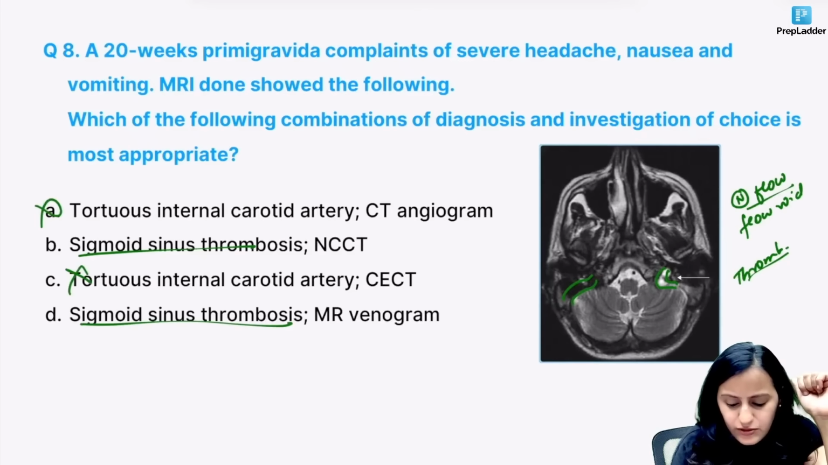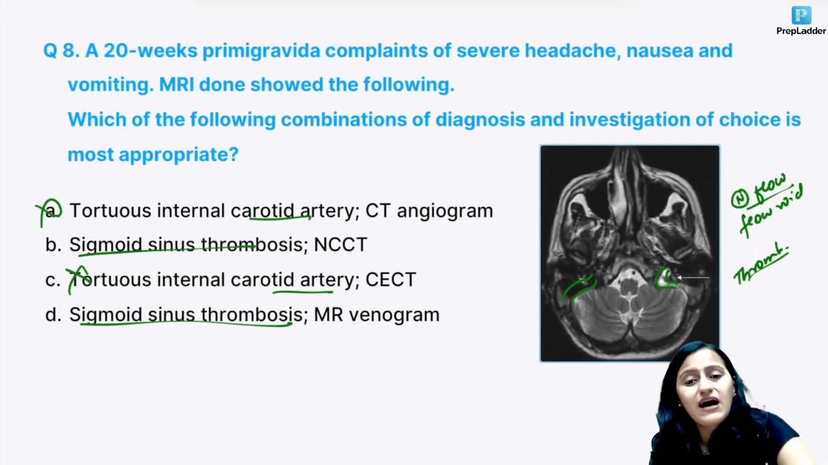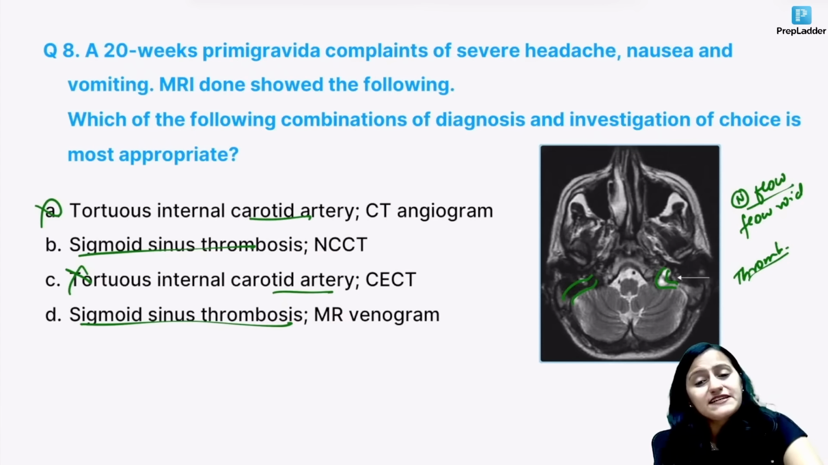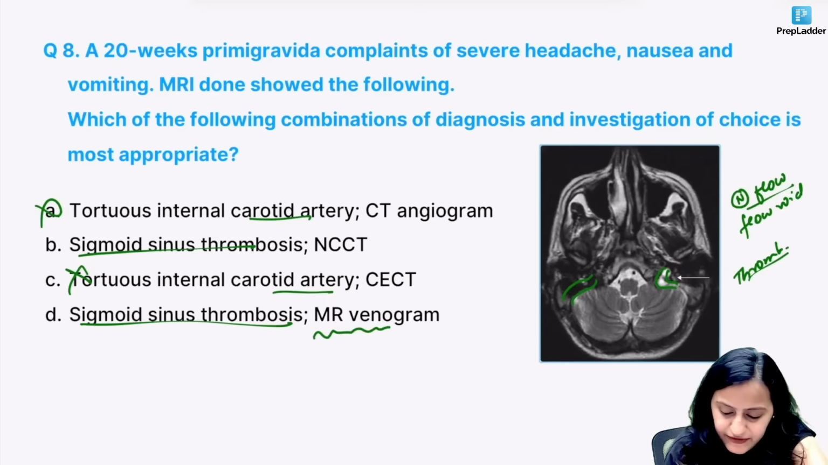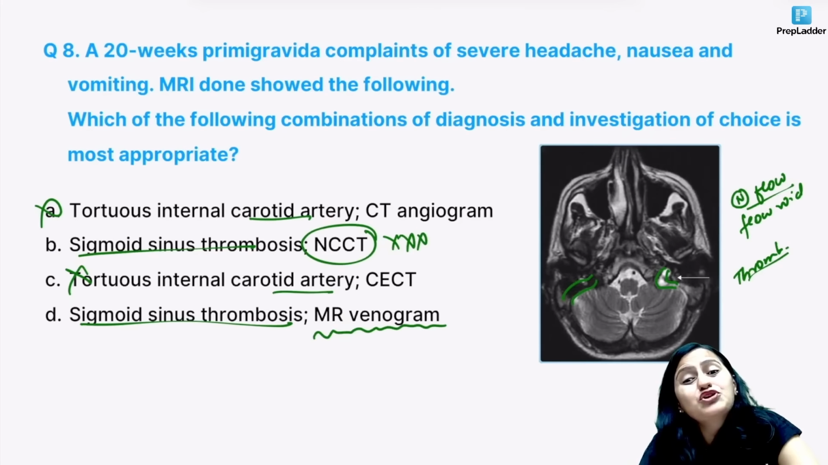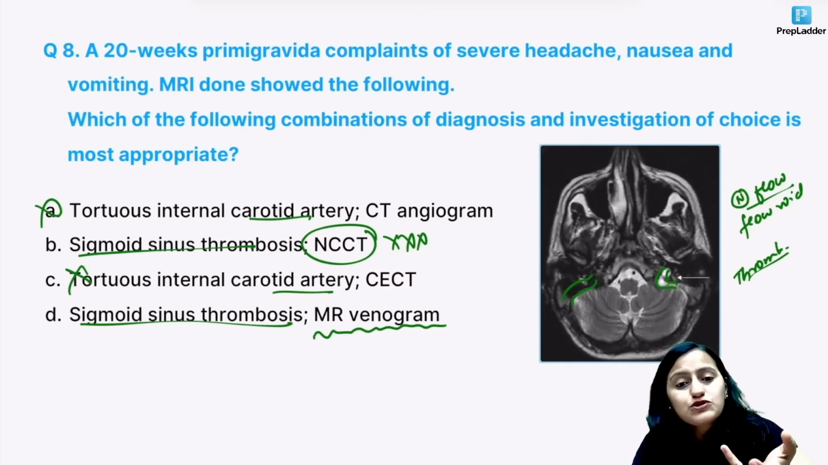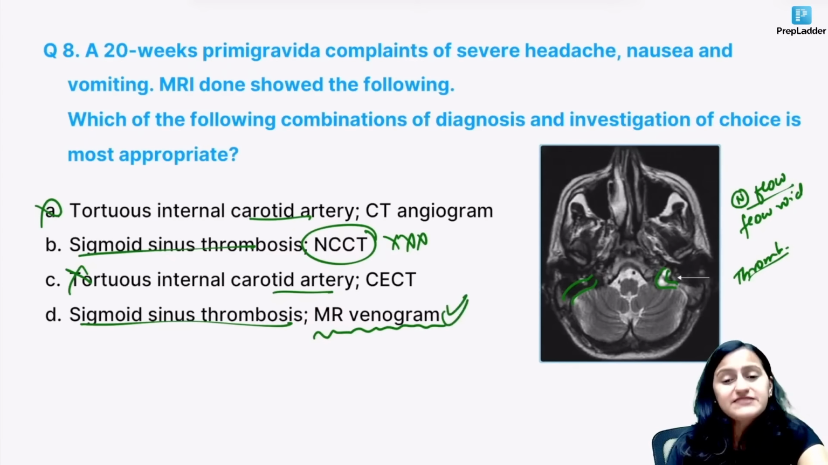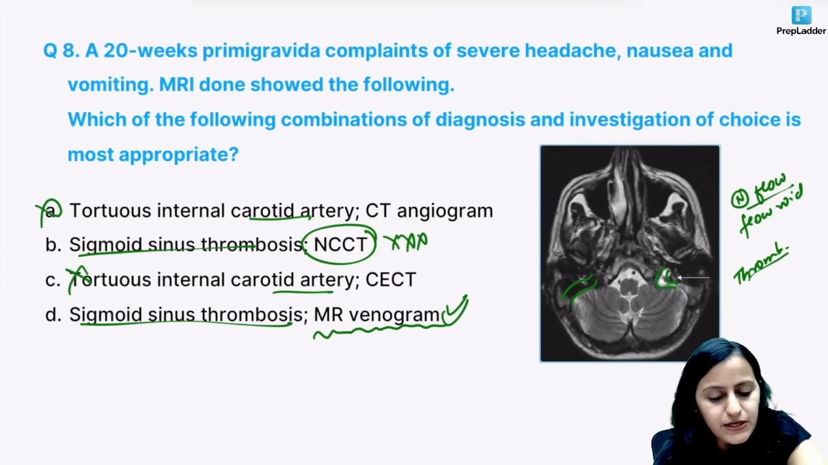This is not the location of the internal carotid artery. And what investigation do you prefer for this venous sinus thrombosis? MR venogram. Any vascular pathology, you will never do a non-contrast CT. Vascular pathologies, you have to make the vessels look white. So in that case, you will do contrast CT, not a non-contrast CT. Or for these venous sinuses, you can do MR venogram.